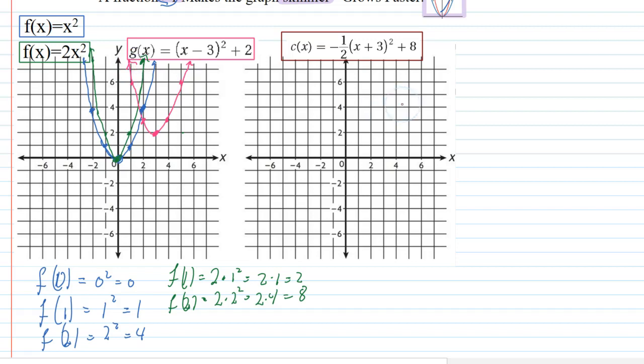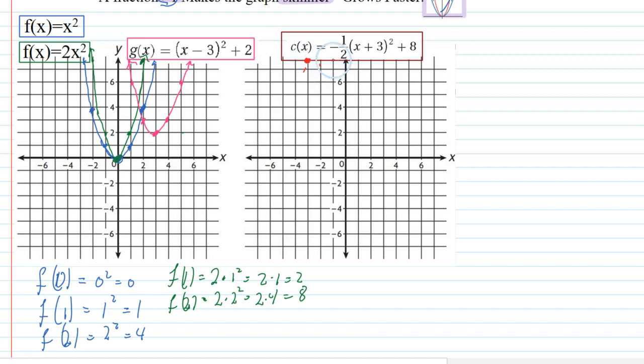Now we'll do one more on the right. It says negative 1/2 in front, and we'll cover that in a second. This says plus 3. Well, it's rebellious because it's inside the house, so we're going to go left 3, and then it says plus 8 on the outside. So we do what he says. Go up 8. And put a dot right there at the top of your graph. Now it's negative. Because it's negative, I know that my graph is going to be pointing down, and it says 1/2. So normally I'd move over 1, down 1. In this case, I'm going to move over 1, down half.